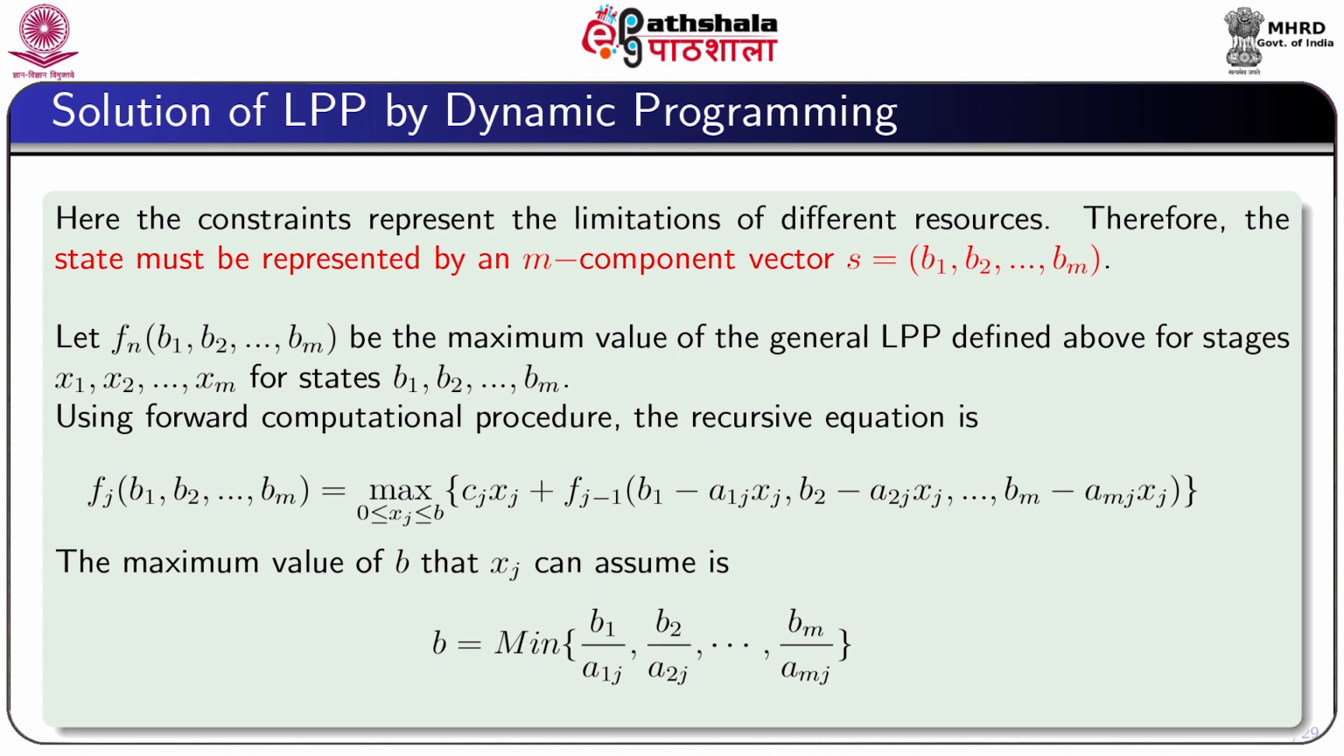The maximum value of b that x j can assume is the minimum of b 1 by a 1 j, b 2 by a 2 j, ..., b m by a m j. Here we consider the minimum value because it satisfies the set of constraints simultaneously.